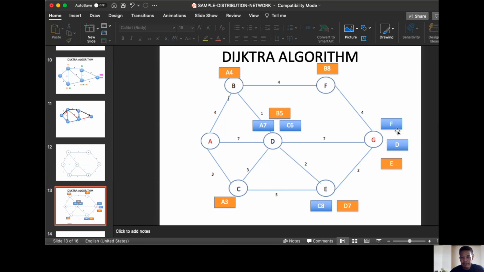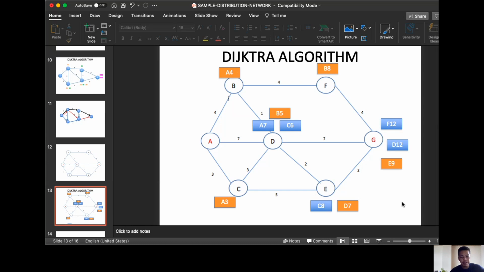And lastly, we are at node G now. That's 8 plus 4, this is 12. And if it comes from D, choose the lowest, that's 5. 5 plus 7, this is 12. And then for E, that's D7. And then choose, add 2. This is E9.